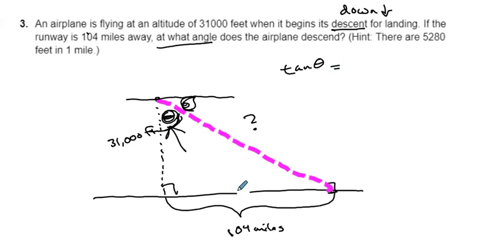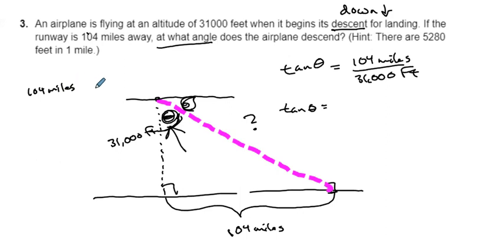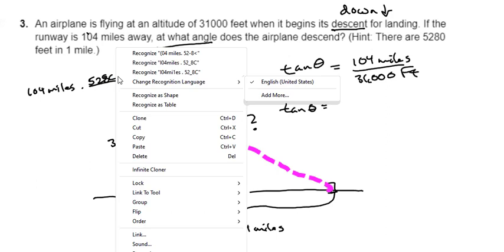Your tangent is going to be your opposite. My opposite is 104 over, and it's 104 miles over, and I'm writing the units in for a reason, over my adjacent, which is 31,000 feet. Now what we have to do is we have to have the same units. I can't just put this in like this. It's not going to work. So we're going to go the tangent of theta is equal to, we're going to convert the miles to feet. So let's do that off to the side. So we have 104 miles, and the way to convert that to feet is to remember that there's 5,280 feet.